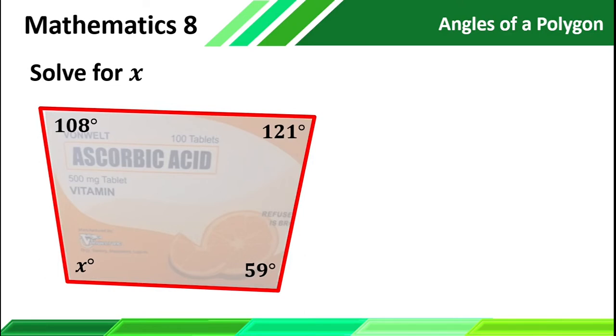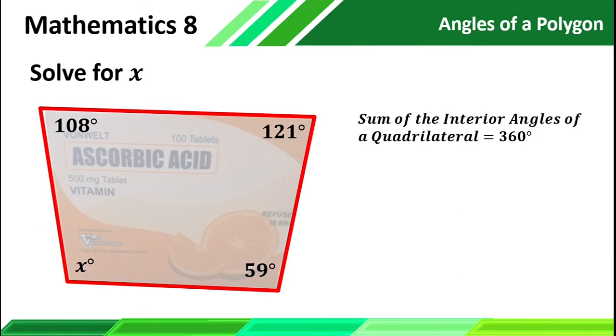So to solve that, we know that the sum of the interior angles of a quadrilateral is 360 degrees. So to find that, we can use the formula 360 is equal to the sum of the interior angles, which is 108 plus 121 plus 59 plus x. So let's simplify this expression.